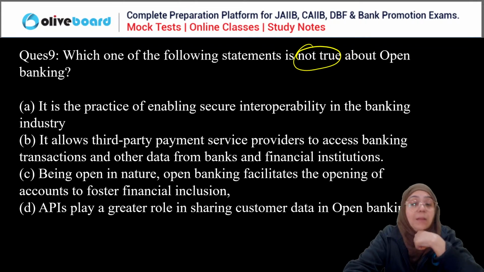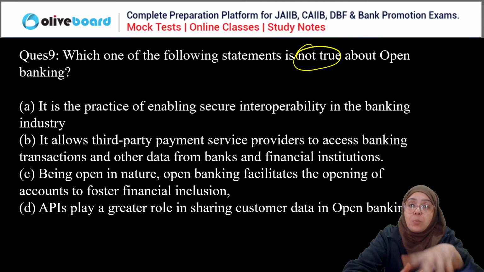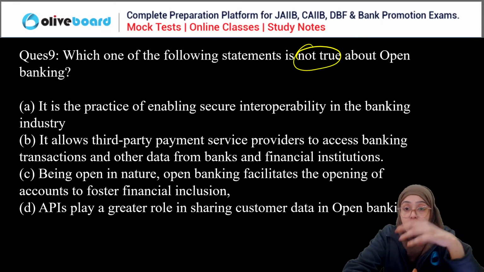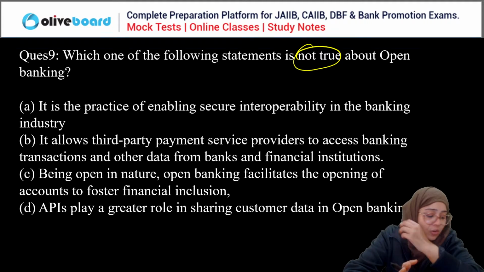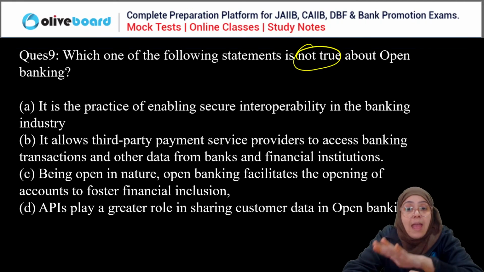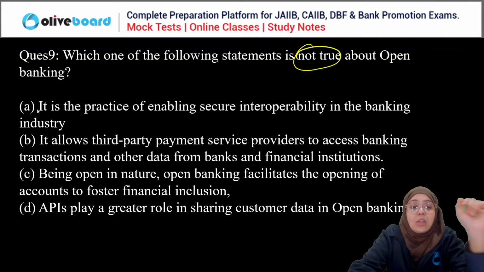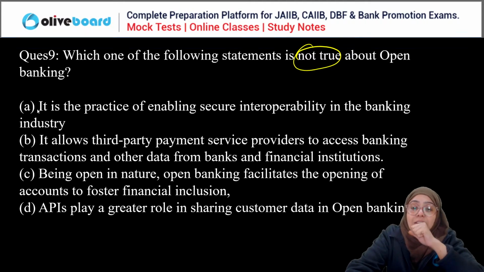So Krishna is saying B. I have just defined what open banking is. In open banking, application programming interface is used. You have to choose the incorrect statement here, not true. Just read the question carefully and then answer.